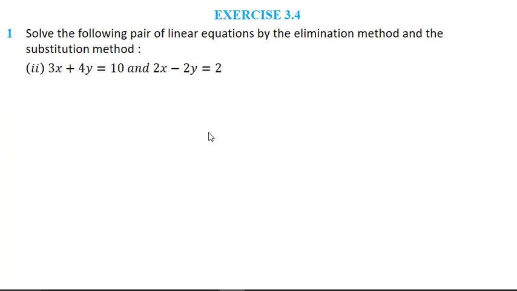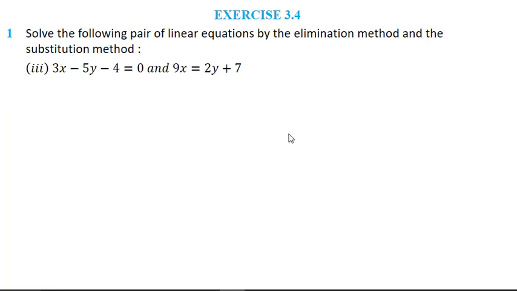3x plus 4y is 10 and 2x minus 2y is equal to 2. So here this is 4y and here it is minus 2y. So what I can do is multiply this second equation by 2 and then I will add, as they have different signs, right? So you can solve this problem by yourself.